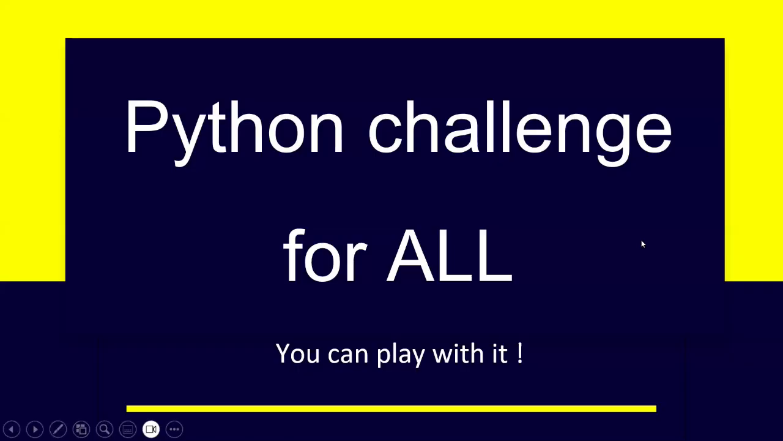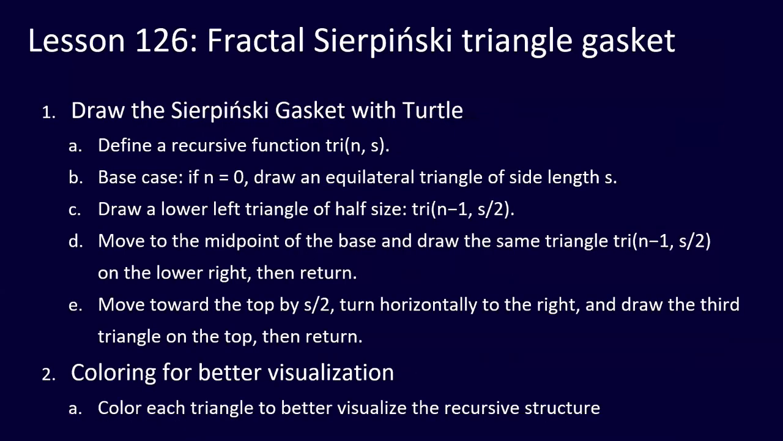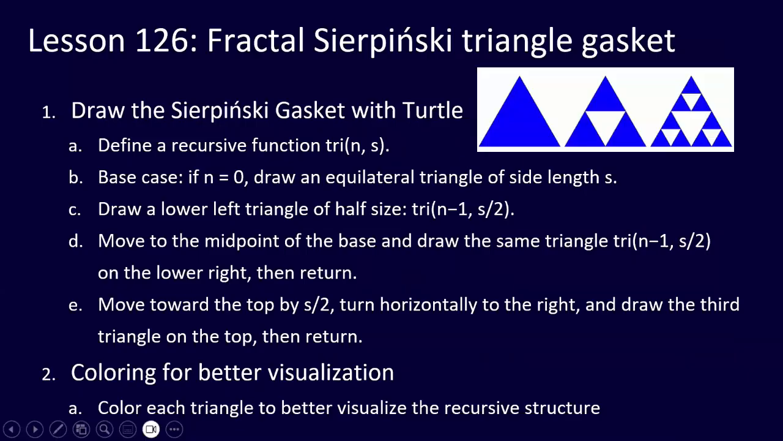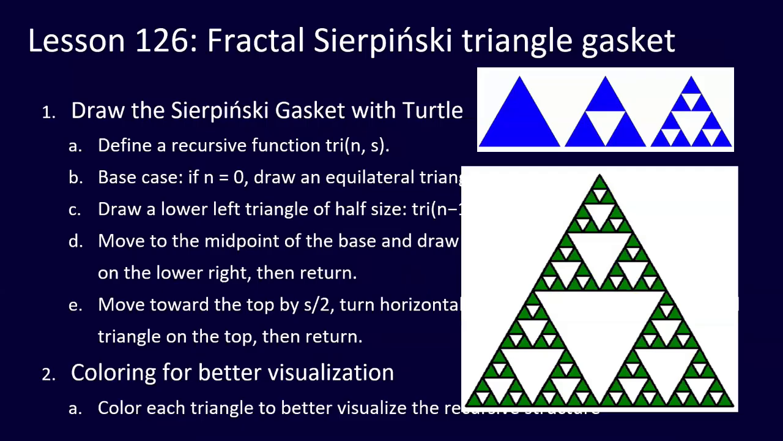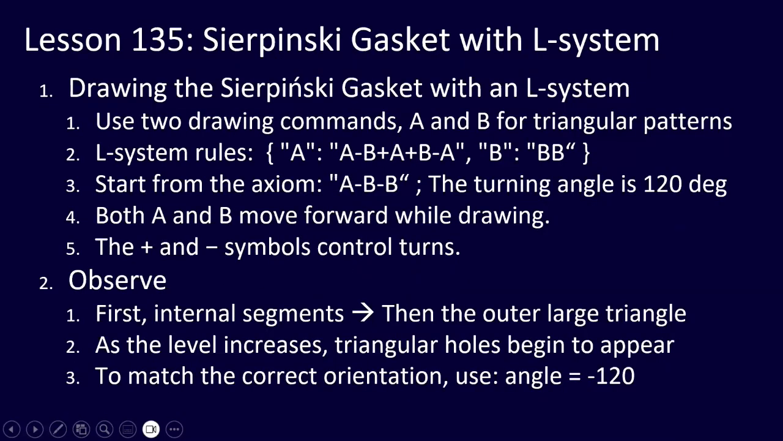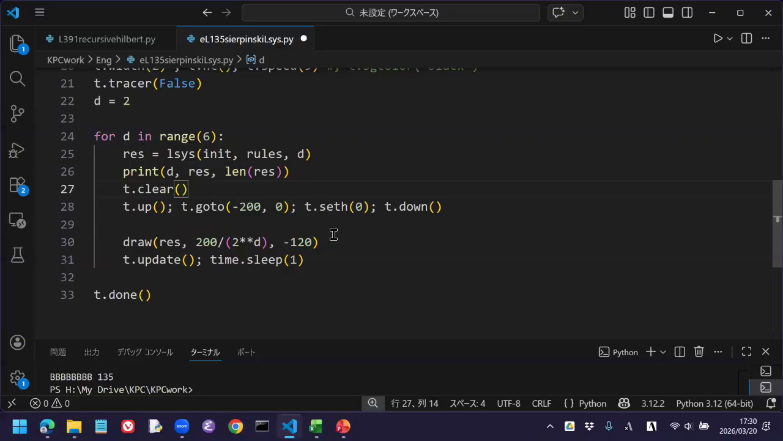Okay, so let's see where we were last time. Last time we started with the fractal Sierpinski triangle gasket, which draws the triangle gasket using recursive calls, starting from a big triangle down to small triangles, and drawing the gasket very beautifully. Then last time in 135, we did the same thing using an L system, just using very simple rules. Okay, let's take a look.